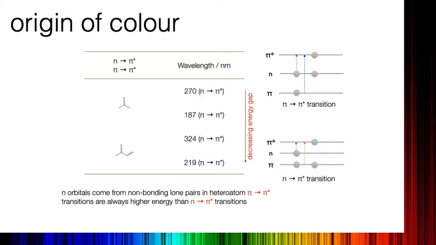The same thing happens if I have a heteroatom, so if I've got atoms like oxygen or nitrogen, I now introduce non-bonding orbitals, and in this case I can have transitions between the pi and the pi star, or the n and the pi star orbitals. But again, I see the same pattern. The more of this pattern I have, the smaller the energy gap between them becomes.